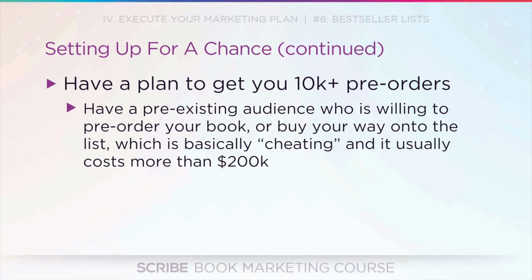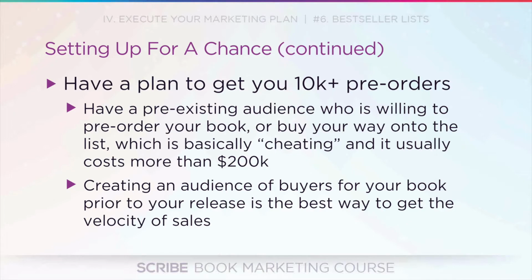Or you spend a lot of money and you buy your way onto the list. This is basically cheating, not really, but it kind of is cheating, and it usually costs about $250,000. In fact, there are companies that do this. There's one called Results Source. There's a few others. They used to guarantee they could get you on the list, but the New York Times has actually gotten wise to their tactics, and now I think they have about a 50% hit rate. So you're going to spend $250,000, and they're only going to guarantee their fee. So if they don't get you on the list, they'll refund like 25 or 50 grand, and you're still out all the books you bought. I know, it's crazy, right?